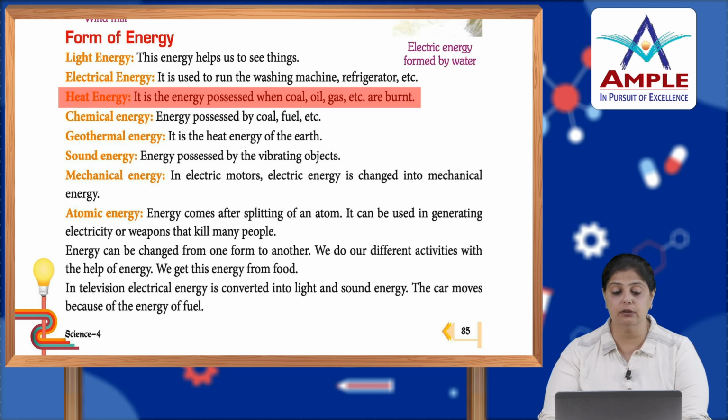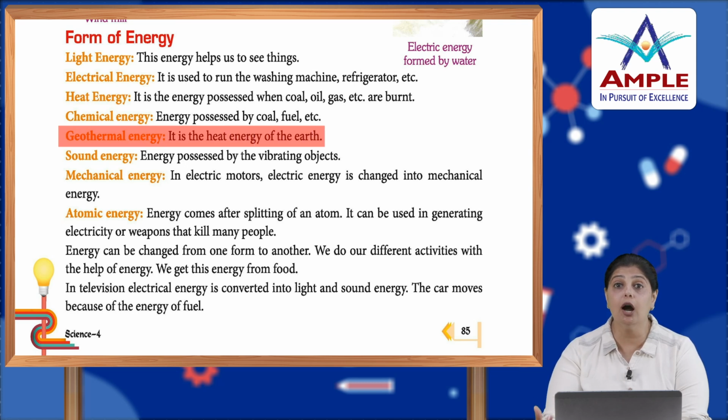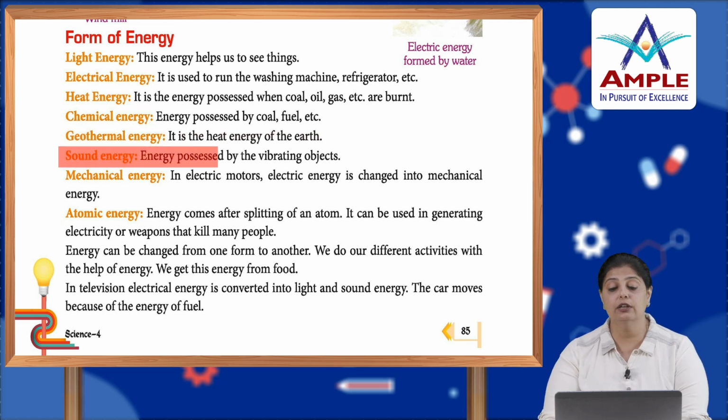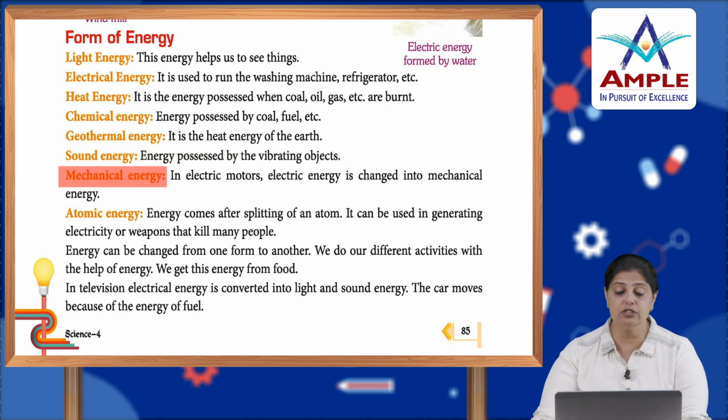are burnt. Then you have the chemical energy. Energy possessed by coal, fuel, etc. This is all chemical energy. Geothermal energy. It is the heat energy of the earth. Geothermal. It's the energy that we get from the earth. Sound energy. Energy possessed by the vibration of objects. Vibrating objects.